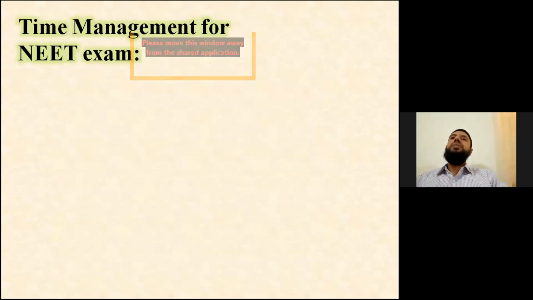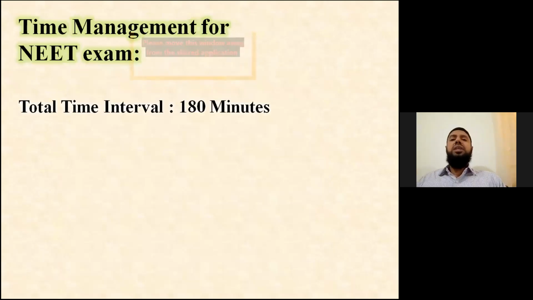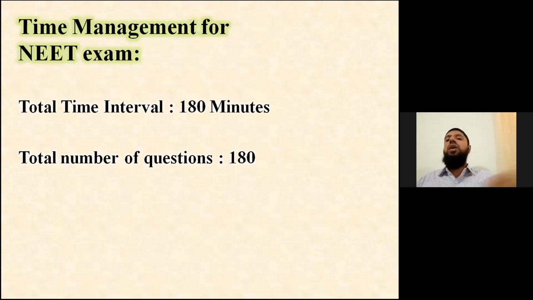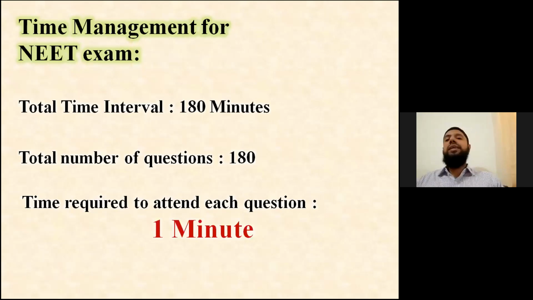Now, what is the time management for NEET exam? As you have learned, the total time interval is 180 minutes. In this 180 minutes, you have to appear for 180 questions: 90 questions from biology, 45 from physics, 45 from chemistry. Then, what is the time required to attend each question? For each question, you have to spend maximum 1 minute.